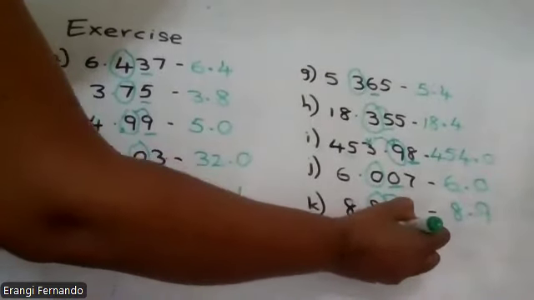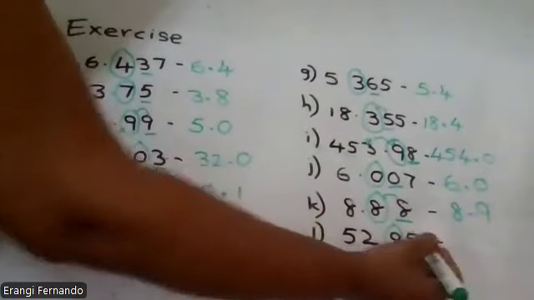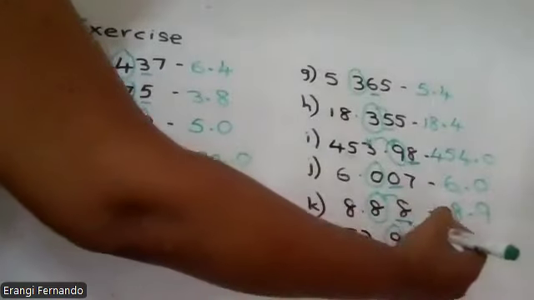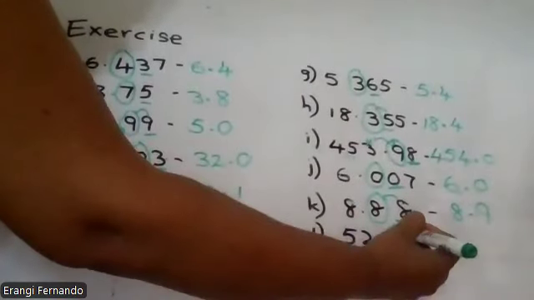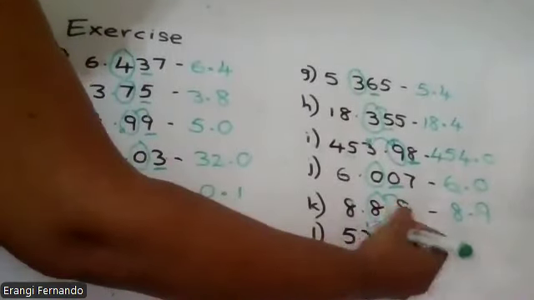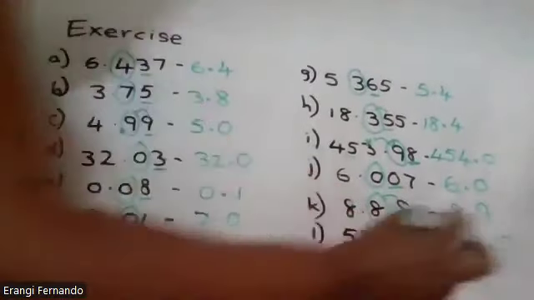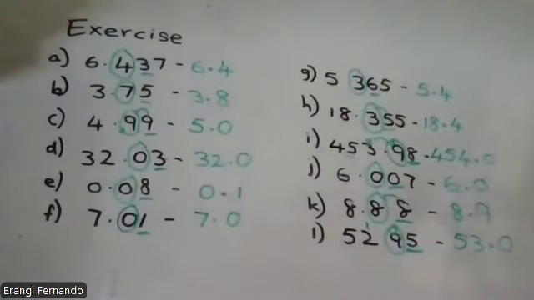The last one, 52.95. The first decimal is 9. Consider the next door value 5, which is 5 or more. So when you round off, here it's 10, then you have to add 1 here, 53.0, or it's 53.